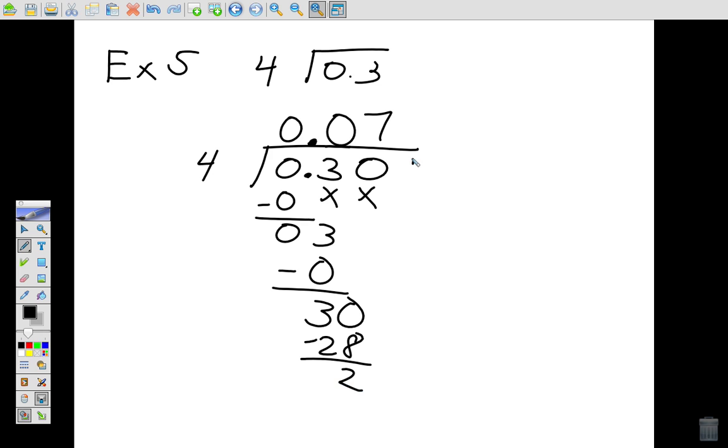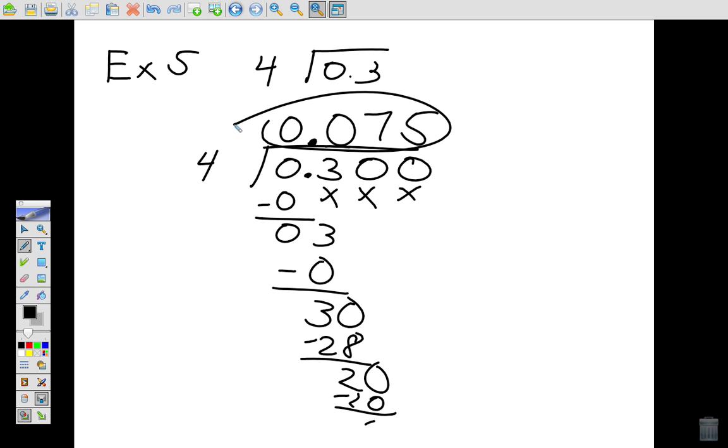Remainder of 2, add a 0, bring down, because I don't have a remainder of 0 yet. Let's see, 4 into 20 is 5, which is 20, and I get my remainder of 0. So my quotient is 0.075. So this is called dividing a decimal by a whole number.